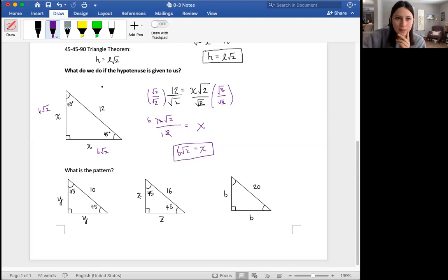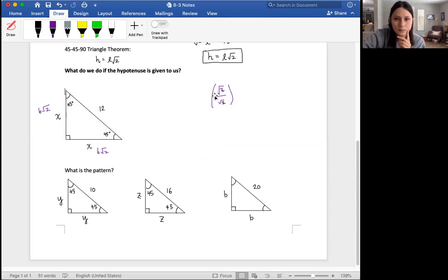Let me work this problem out. I'm going to erase this stuff so that I have room to do this bottom one, and then we'll see if we can fill out this pattern. Okay, so again, we have the hypotenuse equals the legs times radical of 2. So 10 equals y times radical of 2.